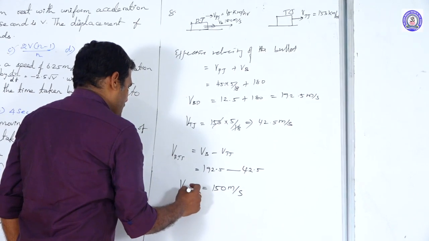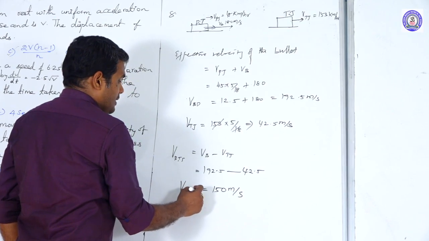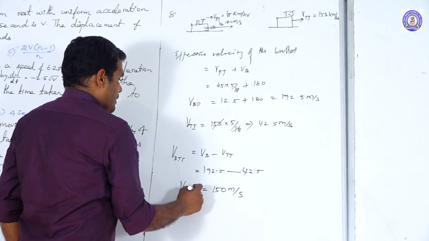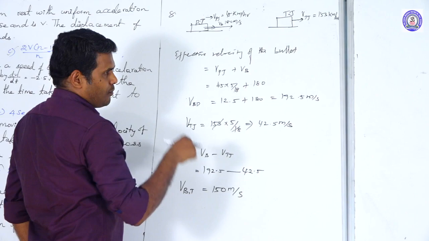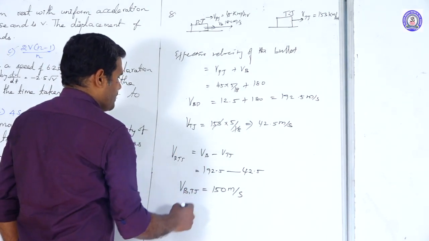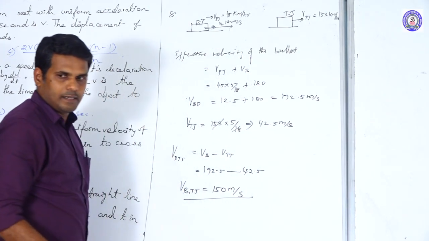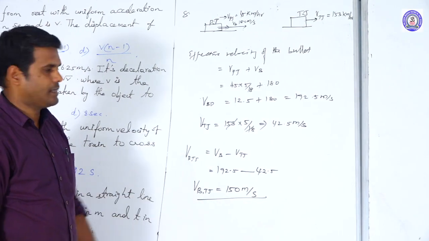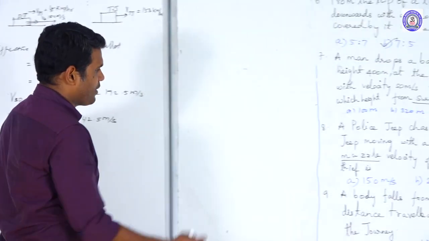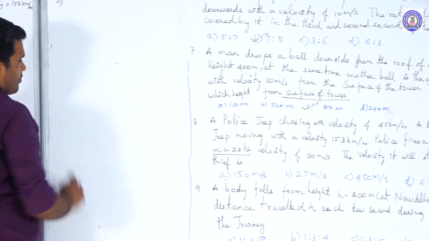So the velocity with which the bullet strikes the thief's jeep is 150 meter per second. Then, question number 9.